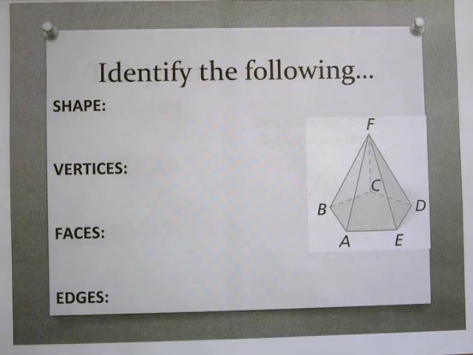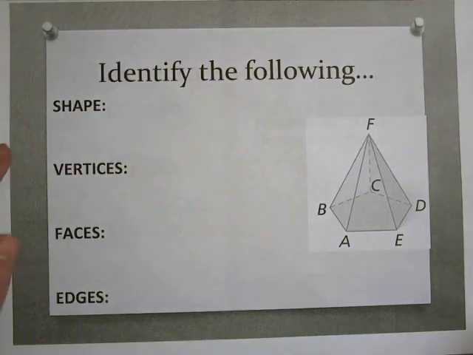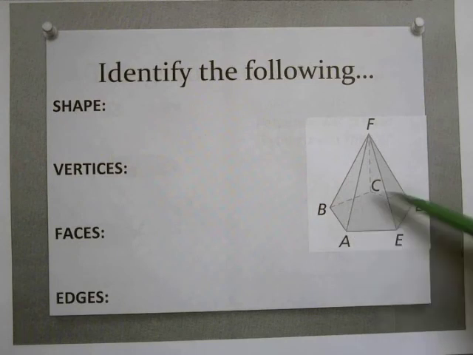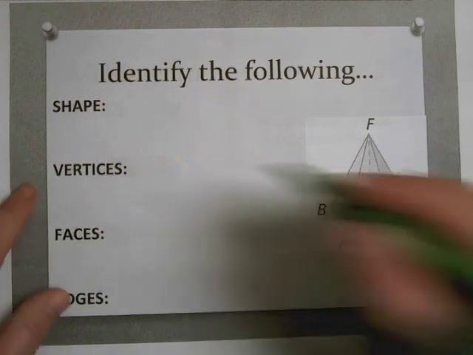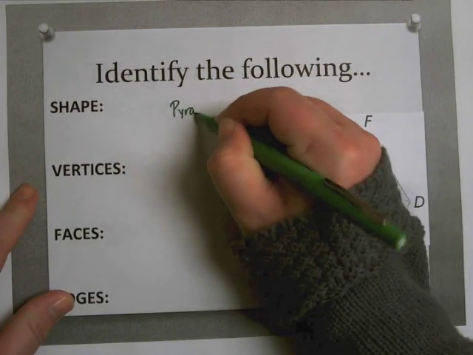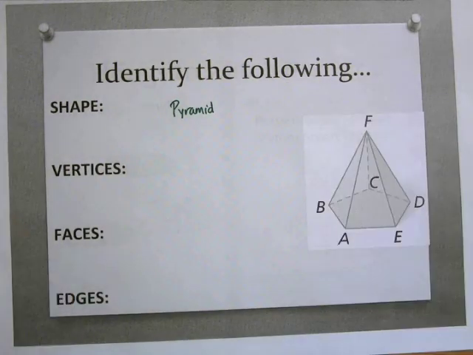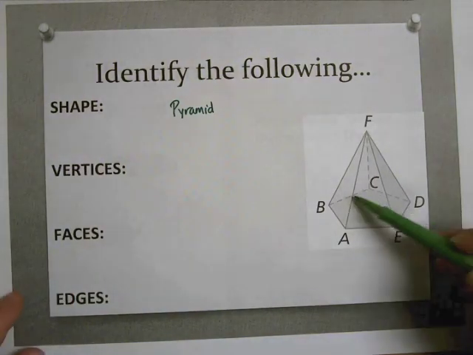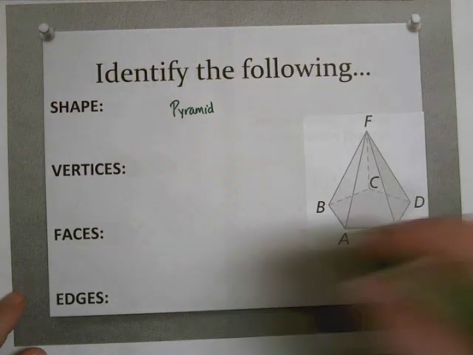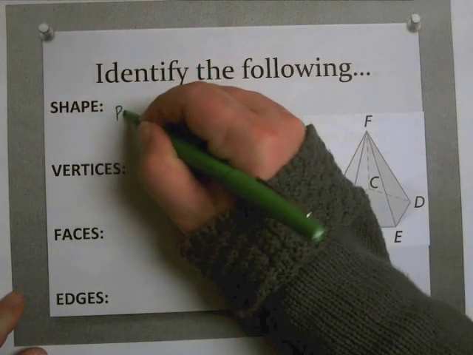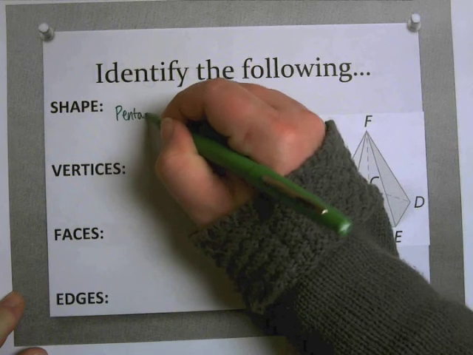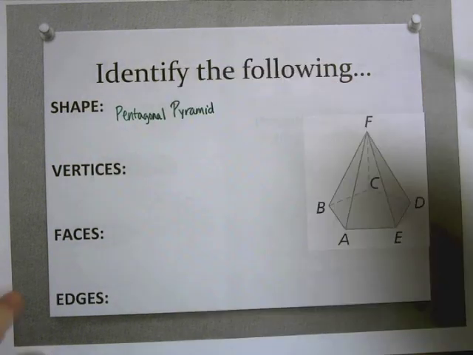All right, so identify the following. First of all, we need to talk about the shape. Well, notice if it's not circular and it meets at a point, it is a pyramid. Now we just have to determine that base. What polygon is that base? 1, 2, 3, 4, 5. So we know a 5-sided polygon is a pentagon. So it's a pentagonal pyramid.